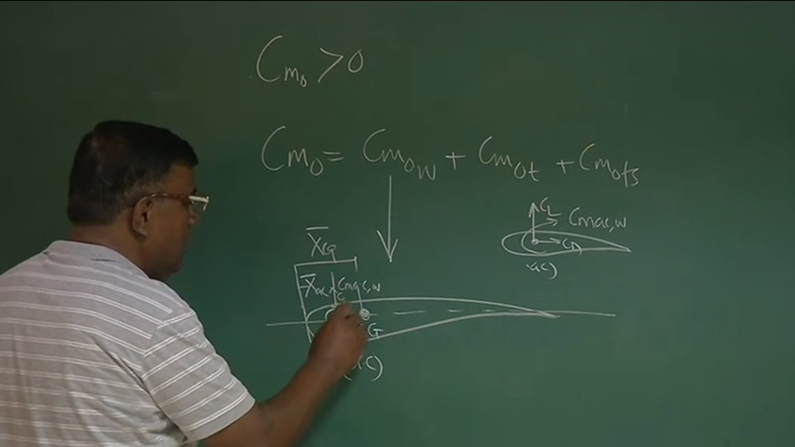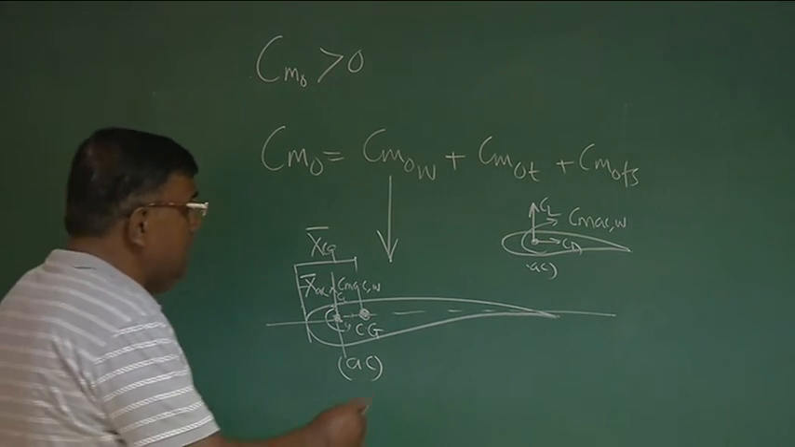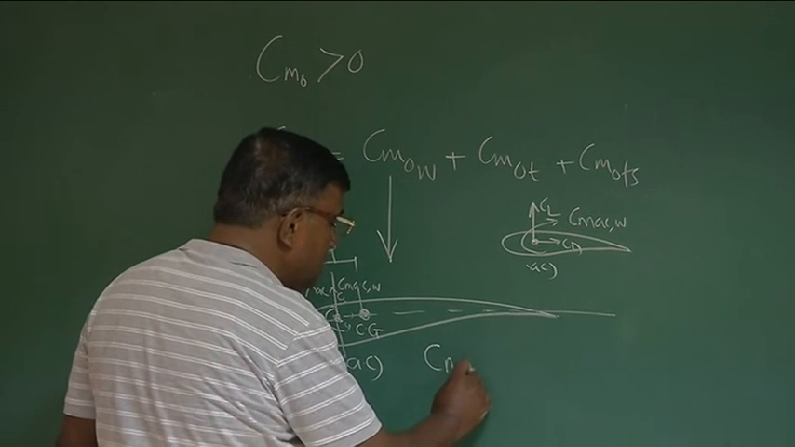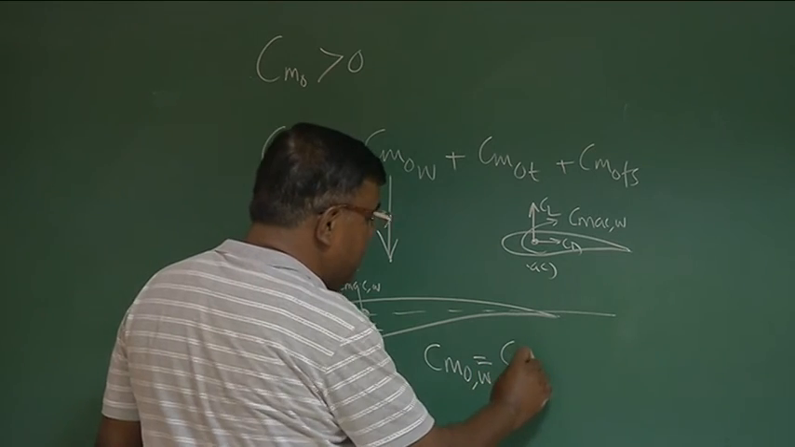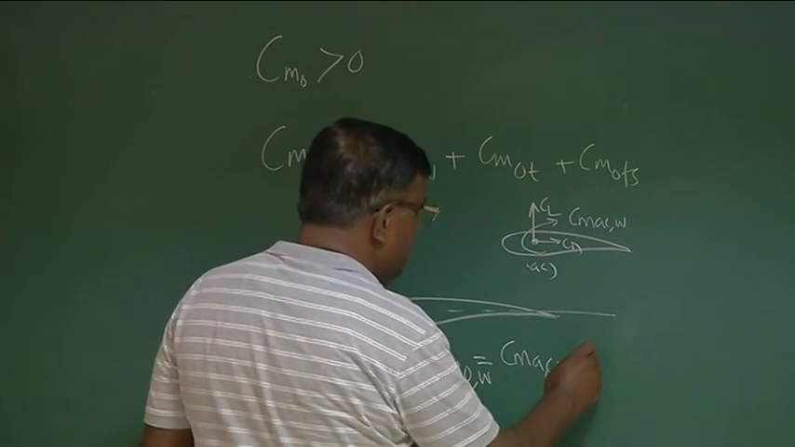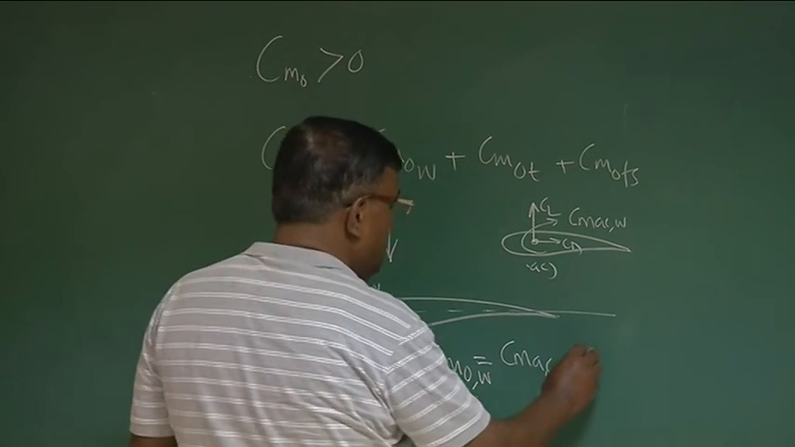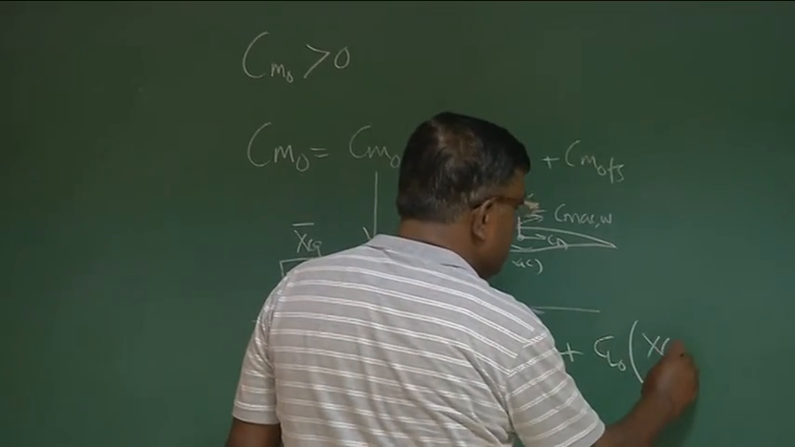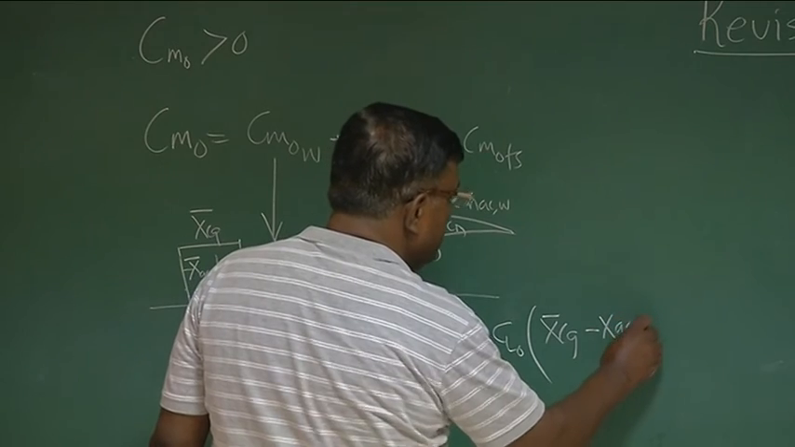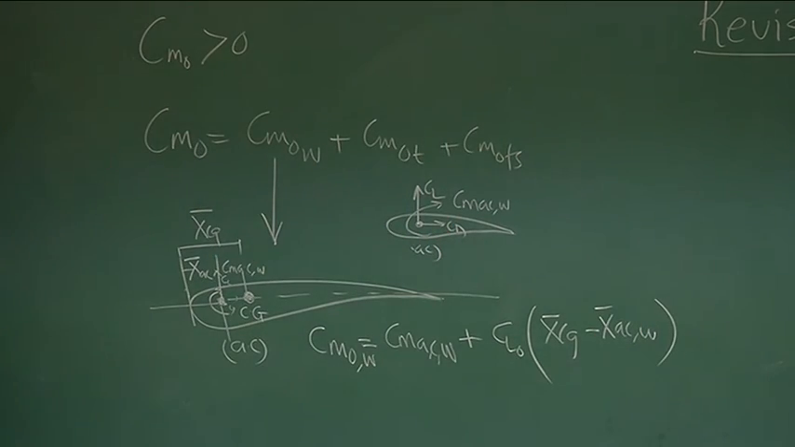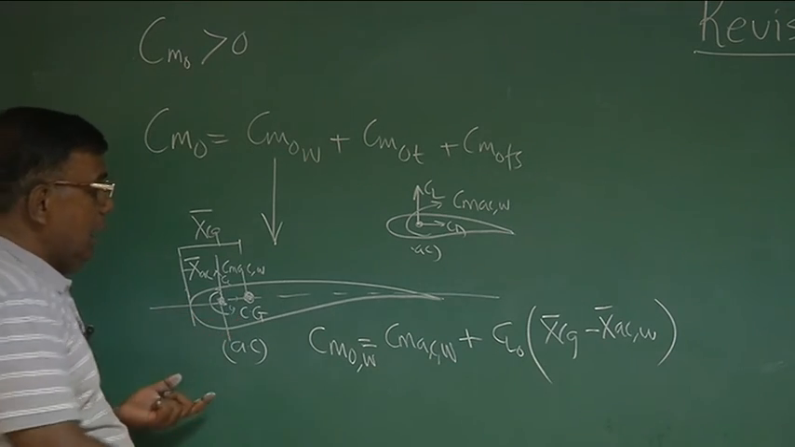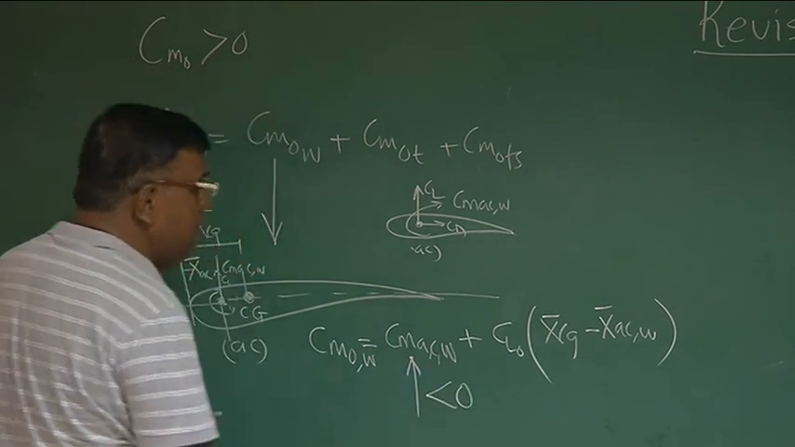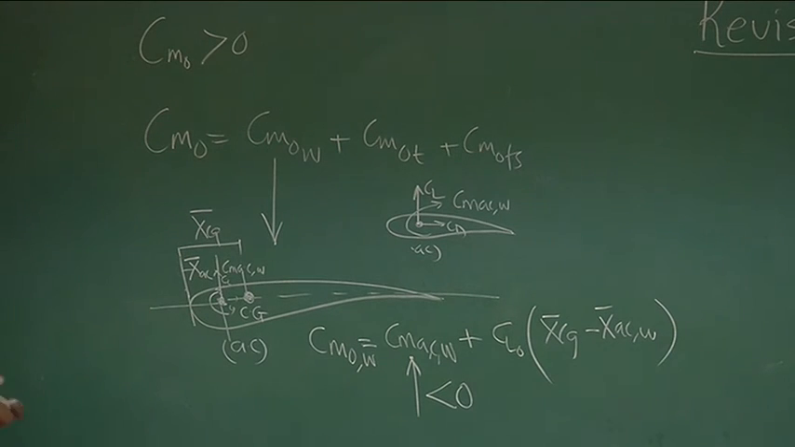So if there is a CM AC wing, and of course CL and CD, then you know that if I want to calculate Cm naught of the wing, that will be Cm AC wing, right? Then plus CL naught into XCG bar minus XAC wing bar. Please understand here that CM AC wing for a cambered aerofoil is less than 0, but our aim is to ensure that Cm naught wing should be positive or less negative, because finally we want Cm naught of the whole airplane to be positive. Okay.